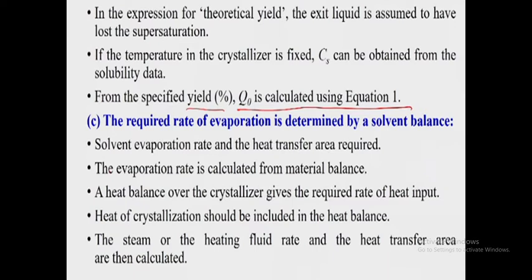Solvent evaporation rate and heat transfer area required. Evaporation rate is calculated from material balance. Heat balance over the crystallizer gives the required rate of heat input. Heat of crystallization should be included in the heat balance. Steam or the heating fluid rate and the heat transfer area are then calculated.